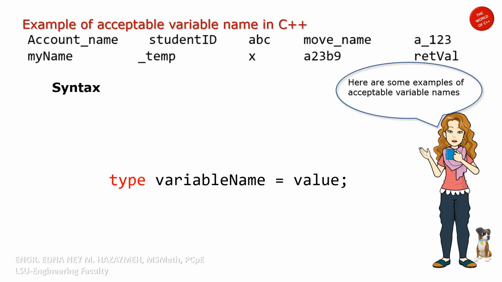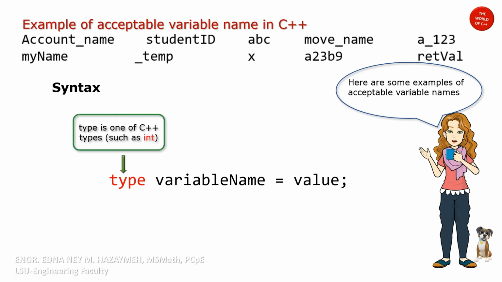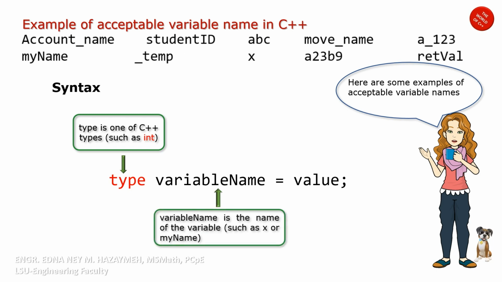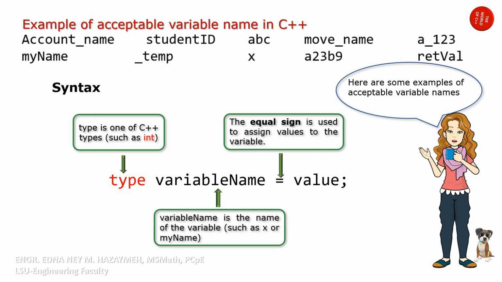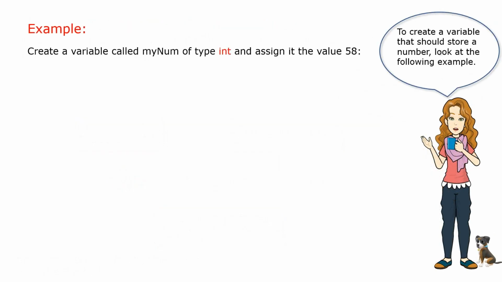The syntax. Type is one of C++ types such as int. Variable name is the name of the variable such as x, or myname. The equal sign is used to assign values to the variable name. To create a variable that should store a number, look at the following example.